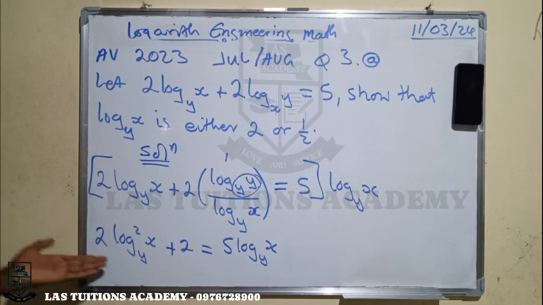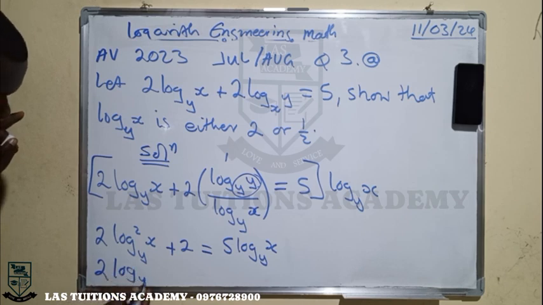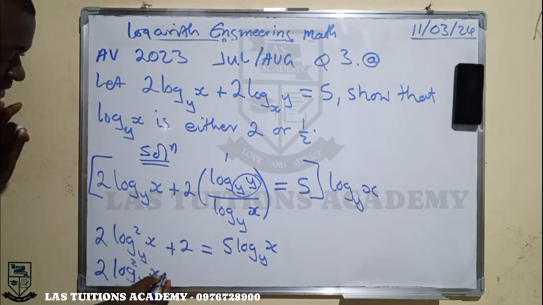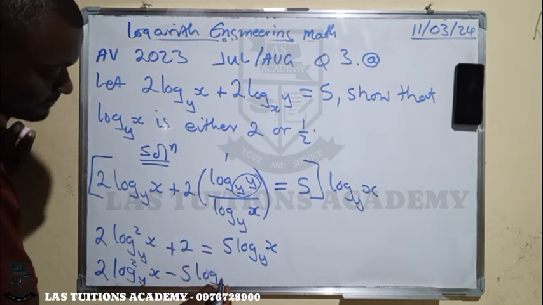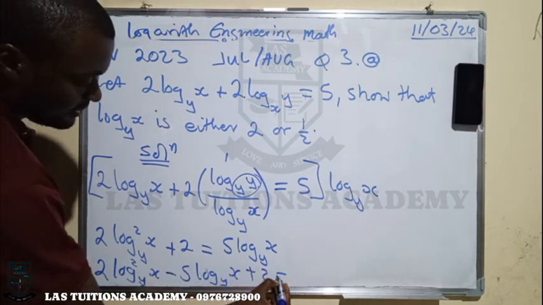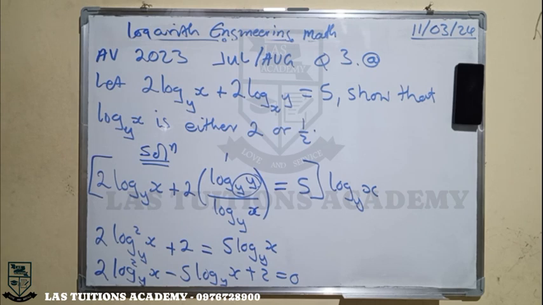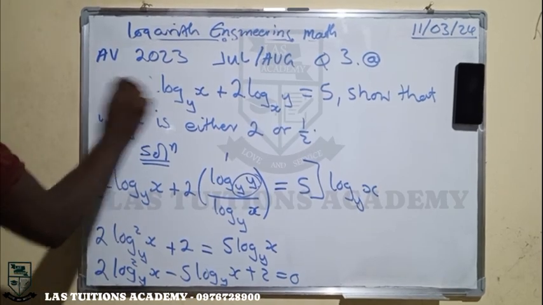So we have this. We can rearrange this to have 2 log squared x, we can bring this one to the other side, minus 5 log x plus 2 is equal to 0. So we have actually formed a quadratic equation.